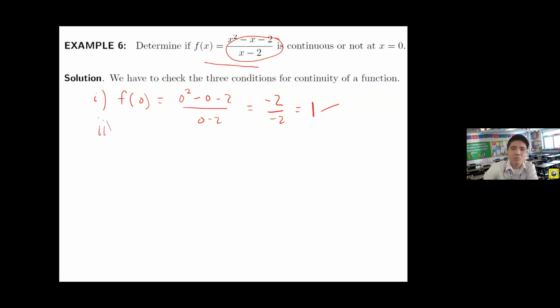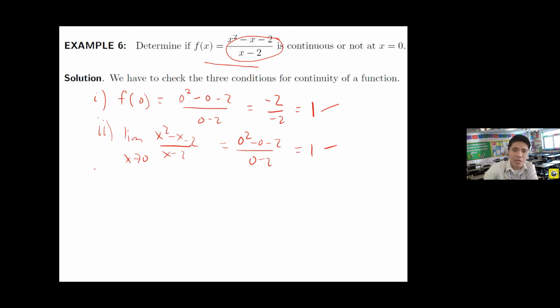Second, we need to solve for the limit of x squared minus x minus 2 over x minus 2 as x approaches 0. For solving limits, you may use a table of values or graphing, but since this is a rational function, we can try substitution. By substitution, this becomes 0 squared minus 0 minus 2 over 0 minus 2, which is 1 again. So the limit also exists.